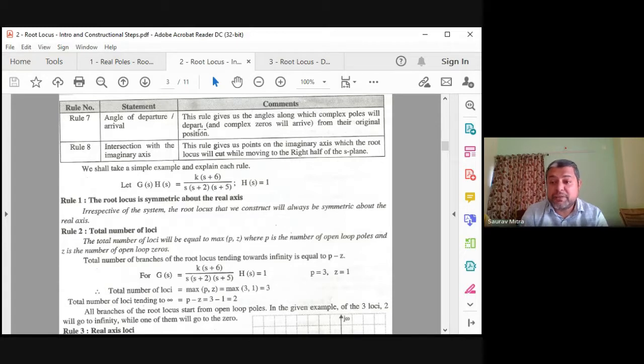How to calculate the angle of arrival? Angle of arrival has to be calculated for complex zeros, because root locus will come and enter all those complex zeros. Those will be a little more difficult, bigger numericals. We will not be doing them in the coming one or two days; we'll be going slow. So rule 8, the last rule: intersection with the imaginary axis.